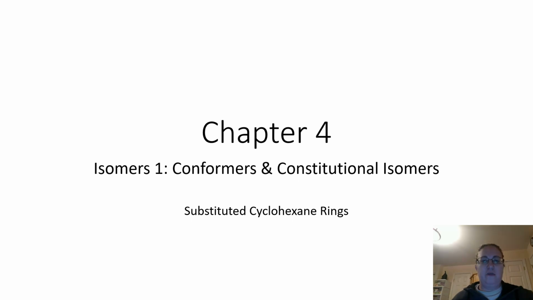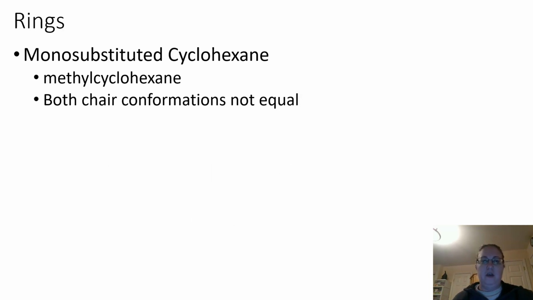In this section of Chapter 4, we're going to talk about substituted cyclohexane rings. The first type of ring we're going to look at is a mono-substituted cyclohexane, so a one-substituent cyclohexane. Specifically, we are going to look at methyl cyclohexane. So we'll take our cyclohexane ring and we will have the one methyl substituent on it.